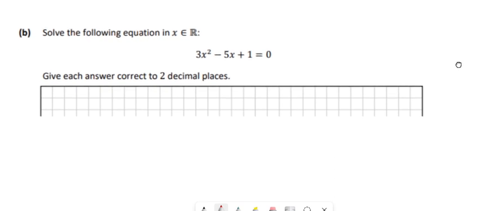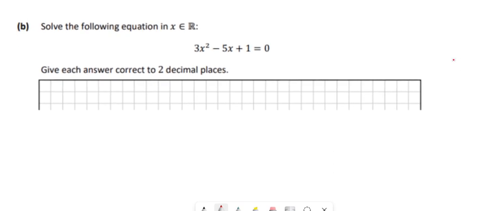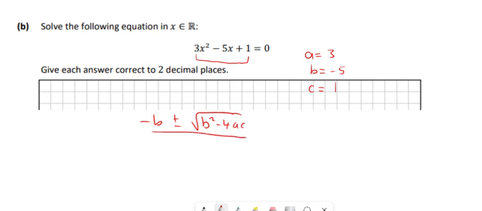Right, this part B then is going to be minus b formula, so it's a quadratic. It's equal to 0. It has an x squared, an x and a number. So it's using minus b formula. My a will be 3, b is minus 5, and be careful with the minus, and then c is 1. Then I'm putting it into this formula, minus b plus or minus square root b squared minus 4ac over 2a, and that's in the log tables.